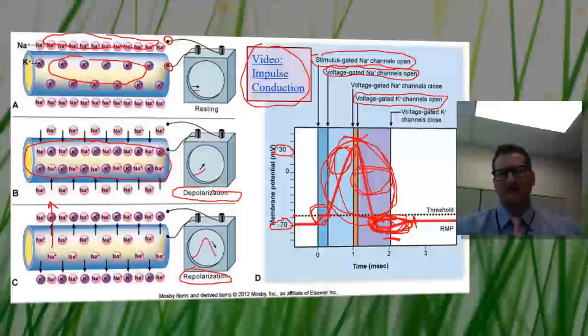So there's a refractory period of a little bit less than a second, several milliseconds, where the nerve cannot fire again. And again, that's known as the refractory period.